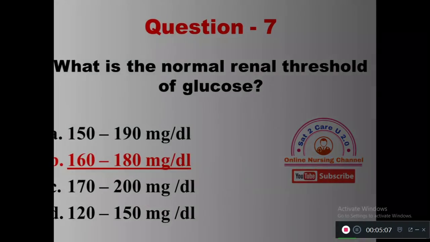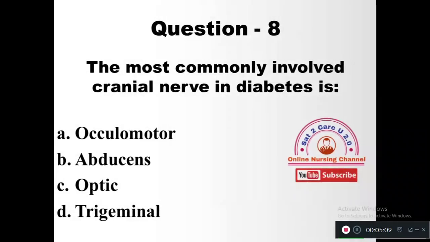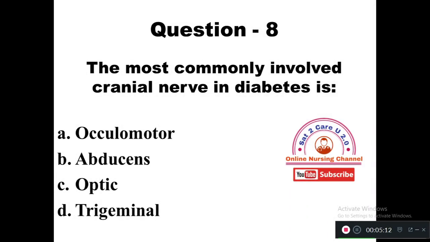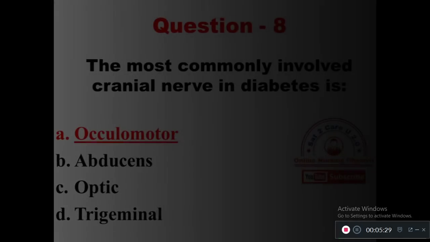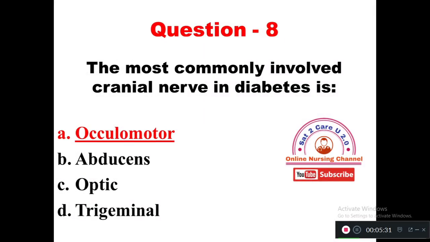Question number 8. The most commonly involved cranial nerve in diabetes is option A oculomotor, B abducens, C optic, D trigeminal. The right answer is option A, oculomotor. The third cranial nerve is commonly involved in diabetes patients.